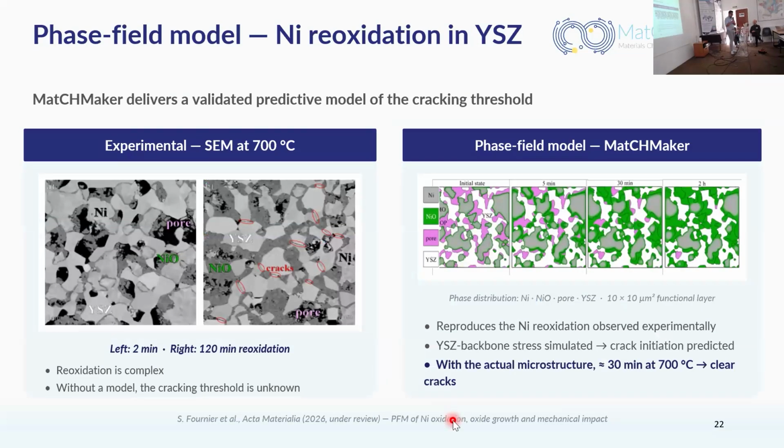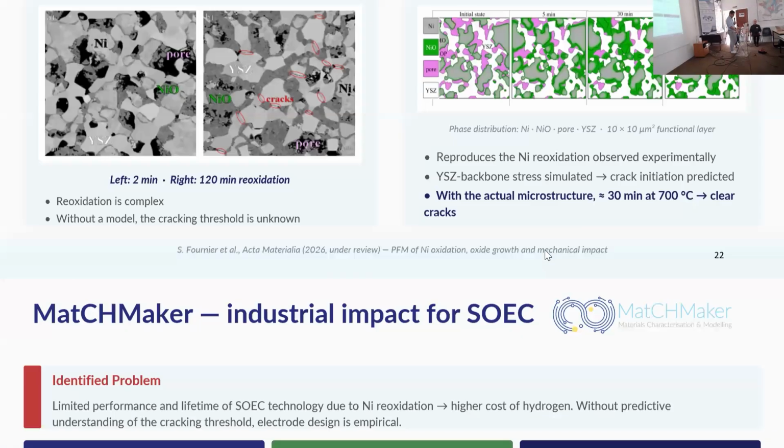Another type of model which was developed is a so-called phase field model, which simulates the reoxidation in the cell. And then I can track where the cracks may appear and what phase forms. And this can help also to tune the process: what temperature they would go, for how long, to minimize the damage in the cell.